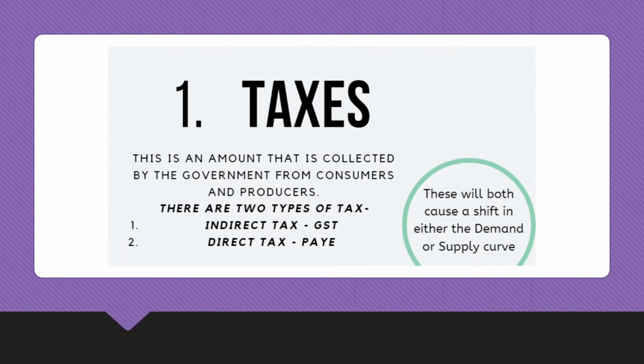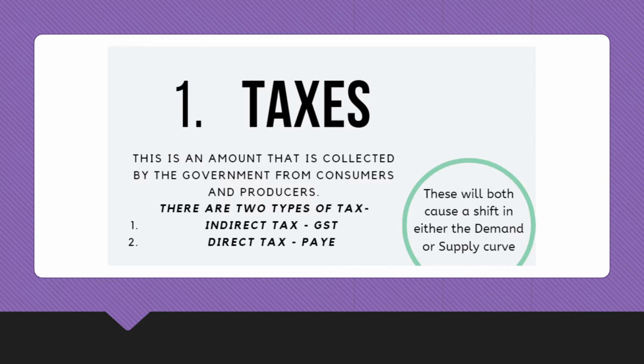So we're first looking at taxes. Now this is an amount that is collected by the government from consumers and producers. There are 2 types of tax. The first one is indirect tax, which we call GST, also known as goods and services tax. This is what we'll be focusing on today in this video. The other type of tax is direct tax, which is called PAYE.